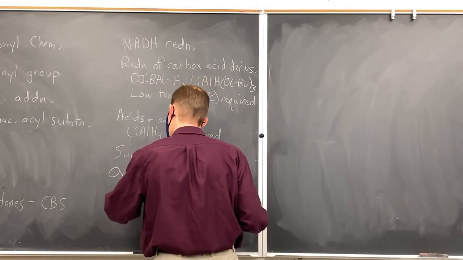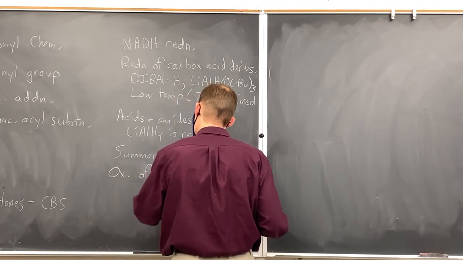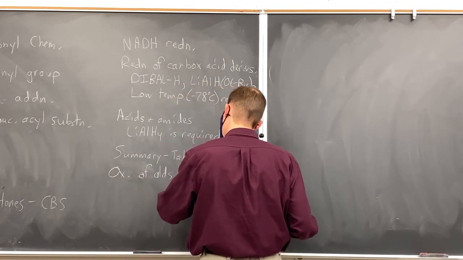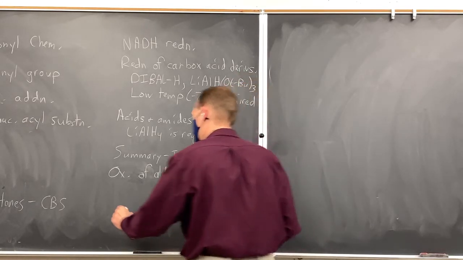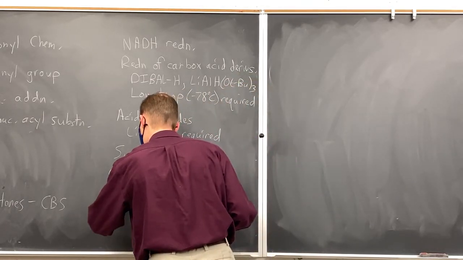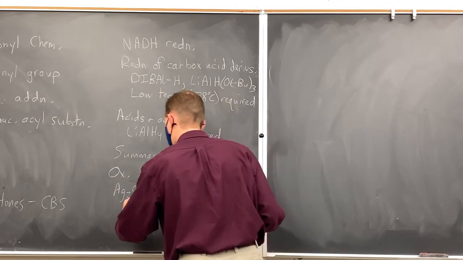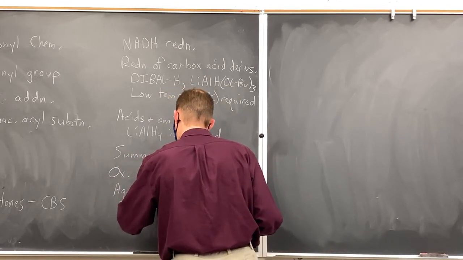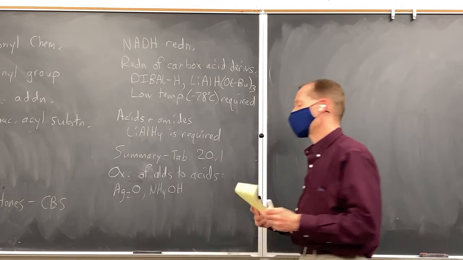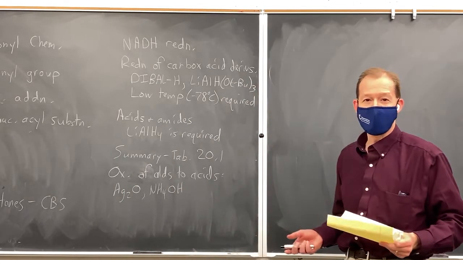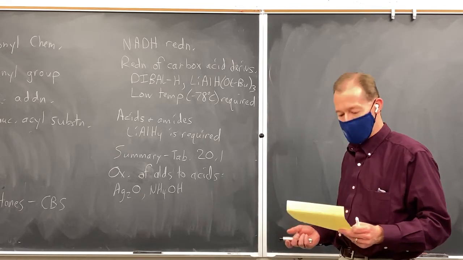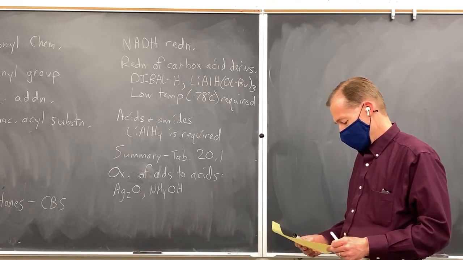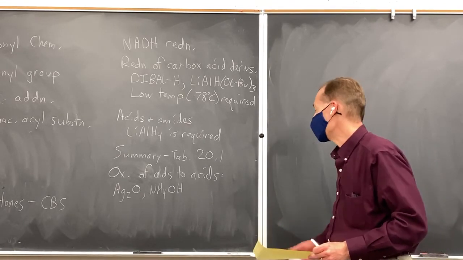All right, we briefly talked about oxidation. Oxidation of aldehydes to carboxylic acids. Okay, and that oxidation is known as the Tollens oxidation, where we use silver oxide and ammonium hydroxide in that reaction, okay, known as the Tollens reagent. That's the one that gave the silver mirror that I did in class.